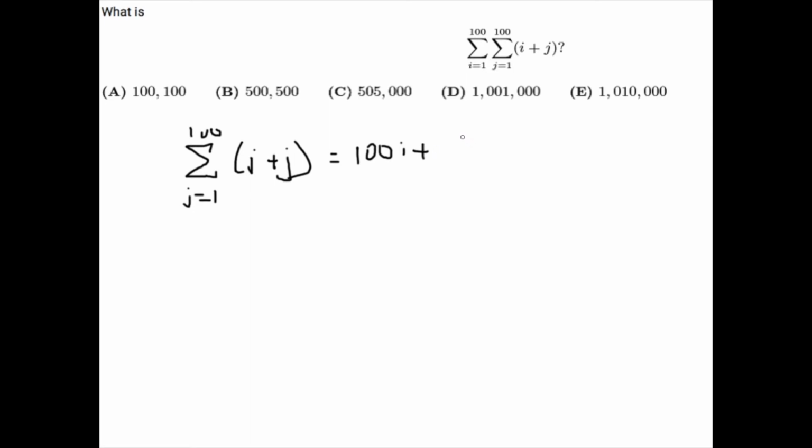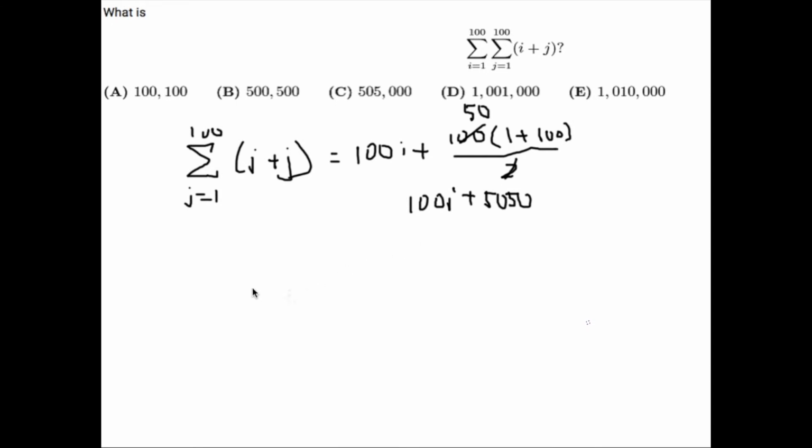And we have a formula for this. We have 100 values. The first number is 1, the last number is 100, and we're just going to divide by 2. 100 cancels with a 2 and leaves a 50 in the numerator, and we're going to get 100i plus 50/50. Now we can deal with the second sigma.